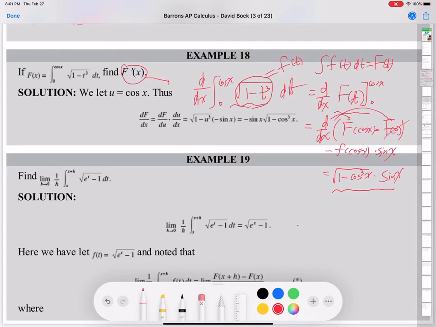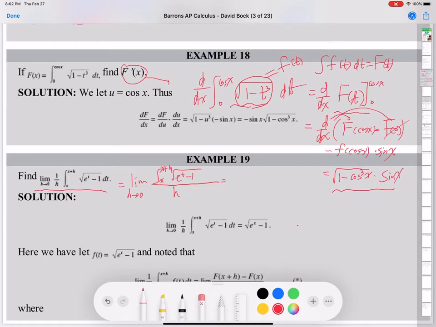Number 19 says the limit as h approaches 0 of 1 over h times the integral from x to x plus h of the square root of 2 e to the t minus 1 dt. Okay, I'll change just a little bit. I change it like that. The limit as h approaches 0. I put the whole thing on top, the integral from x to x plus h of the square root of e to the t minus 1, and then the bottom is h.